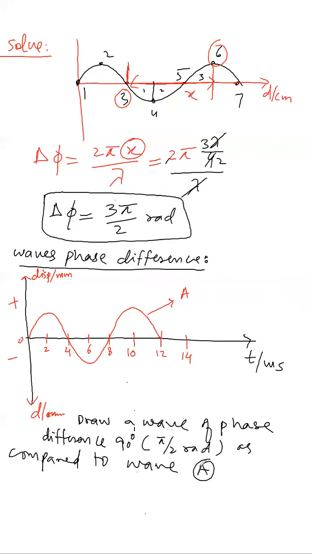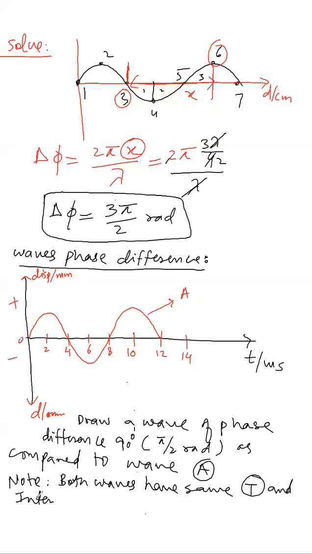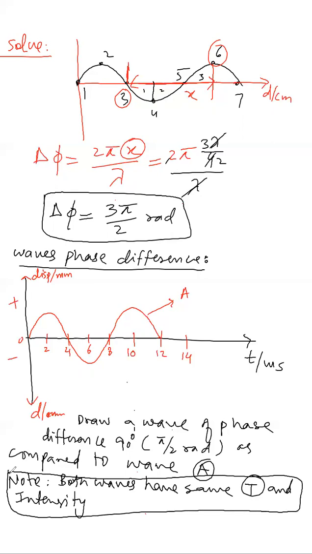I'll tell you this in a next lecture, but over here we are simply looking at how to draw another wave which is having some phase difference. And one more thing which is given, that both waves have same time period and intensity. So it means that you have to take their time period along x-axis and along y-axis amplitude. The amplitude would be same.